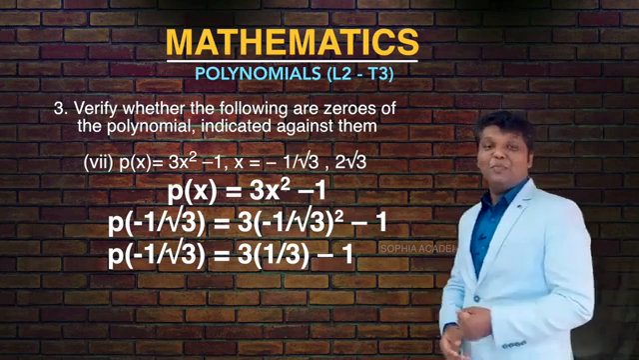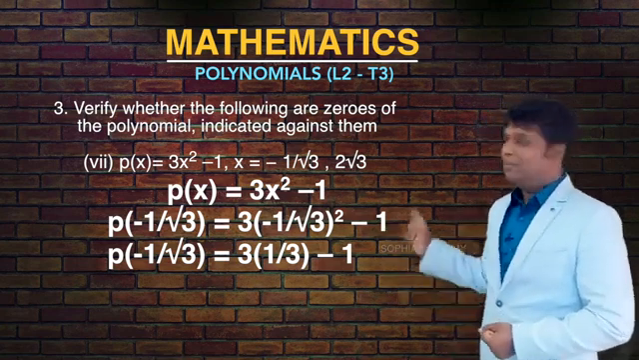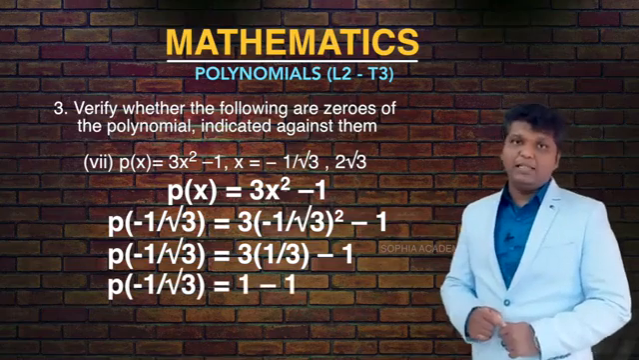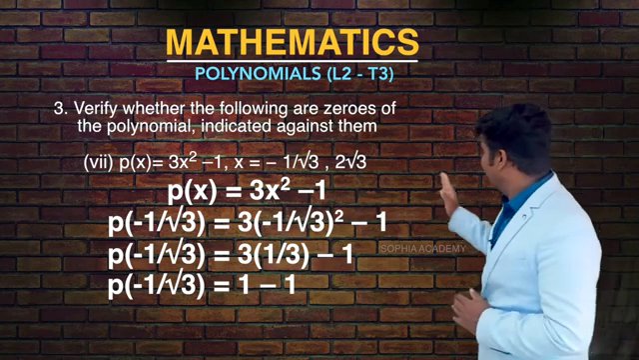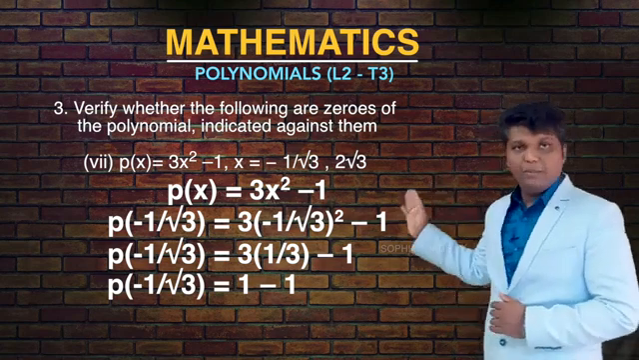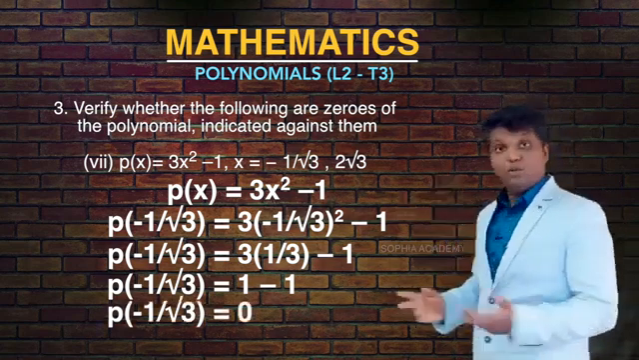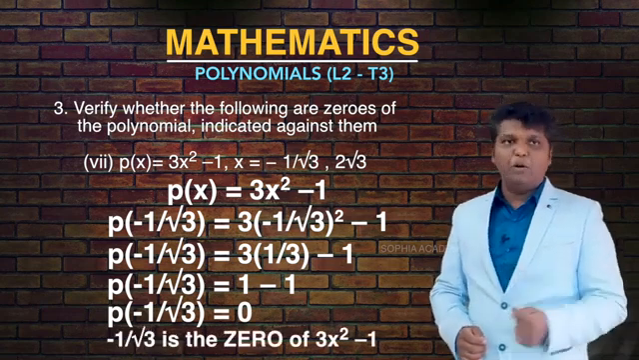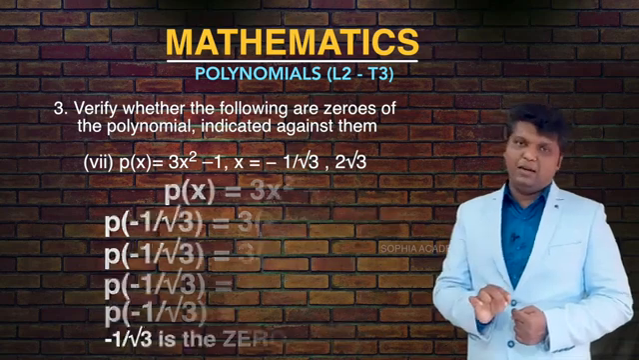Okay, so root 3 into root 3 is 3 itself. So here you got 1 by 3. Then what's the next term? Minus 1, right? So here 3 and 3 will get cancelled. Then 1 will be remaining, 1 minus 1, that is 0. So you got 0. That means minus 1 by root 3 is a 0 of the given polynomial 3x square minus 1. You got it.